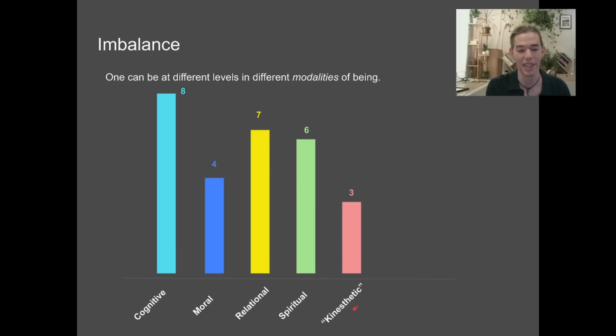They also mentioned a kinesthetic dimension. I don't even know what that's about. That's how can one's body be at level 4 versus 5? I'm not entirely sure what that means, but there's lots of different modalities, and that's, I think, a pitfall to notice, is you can be imbalanced.